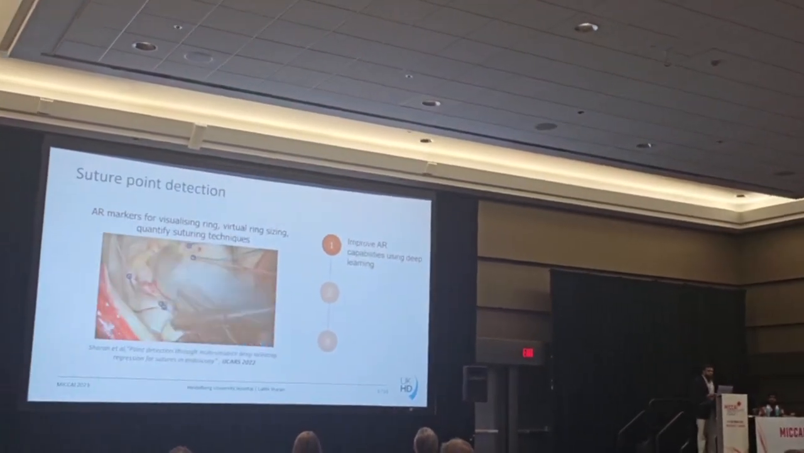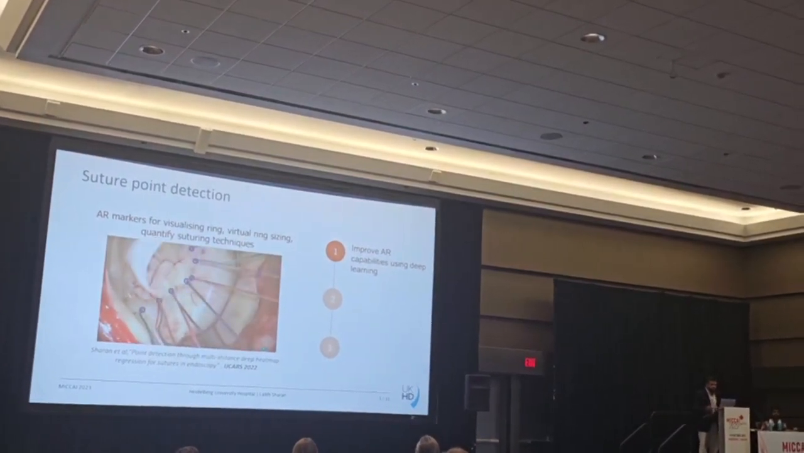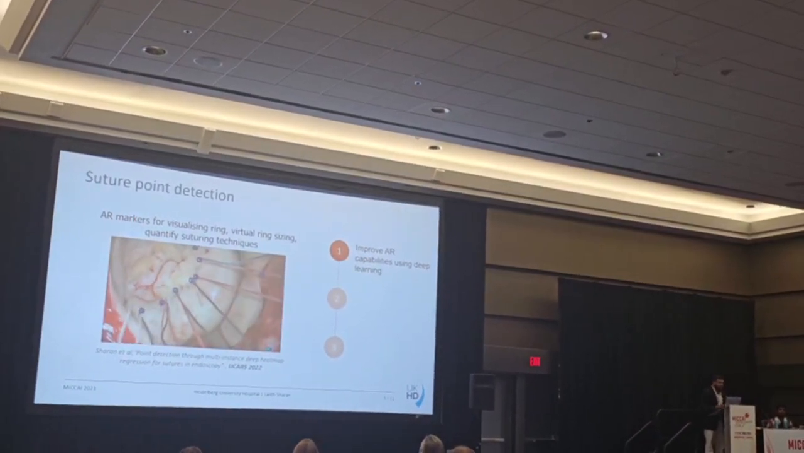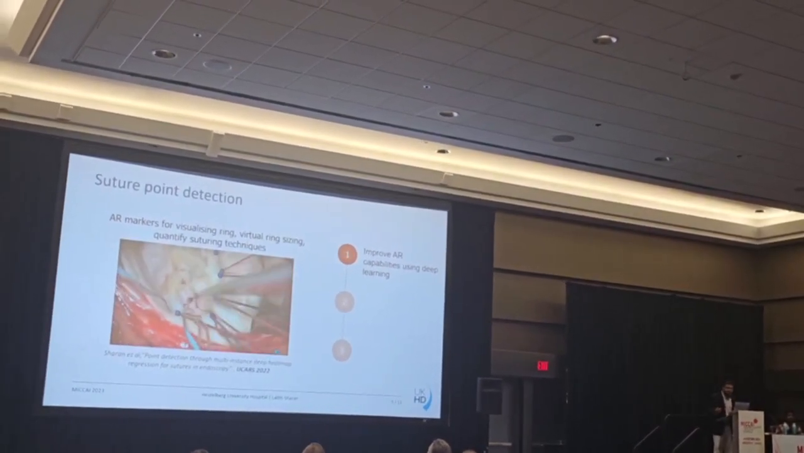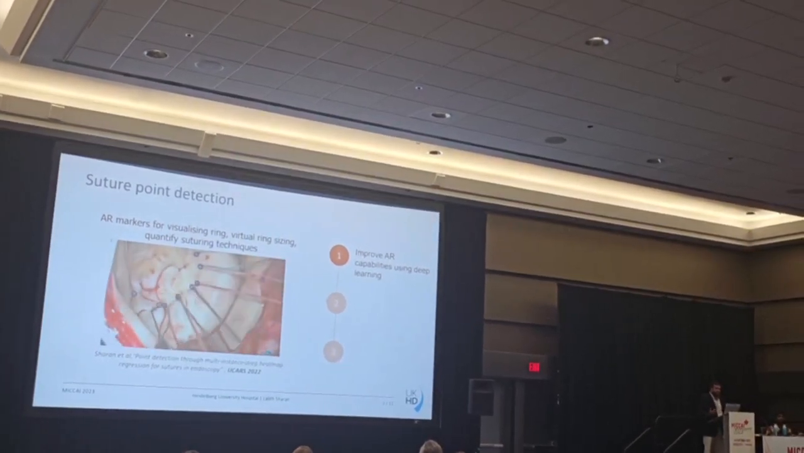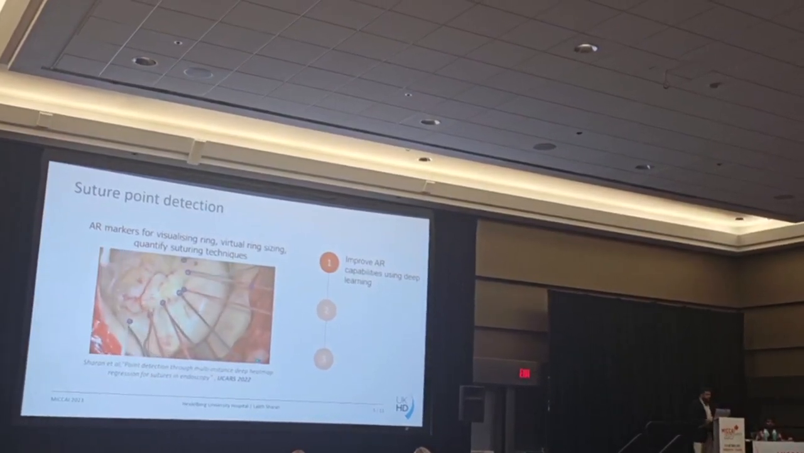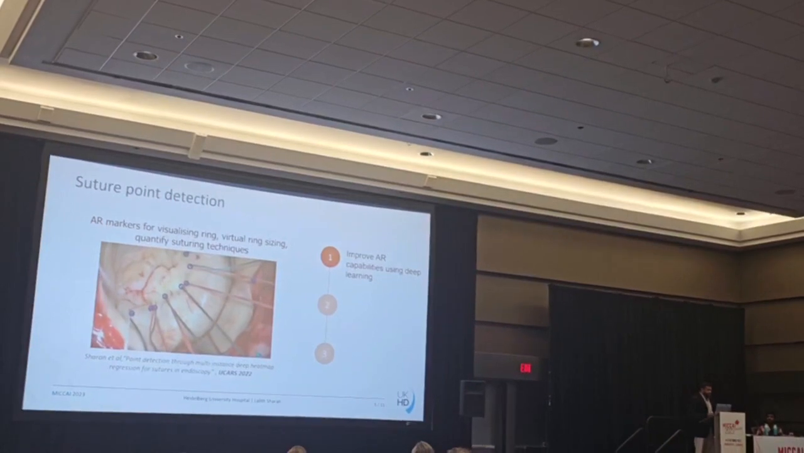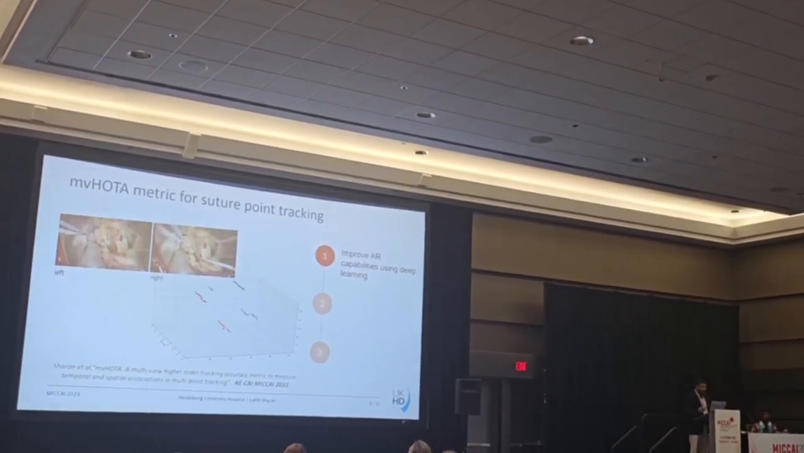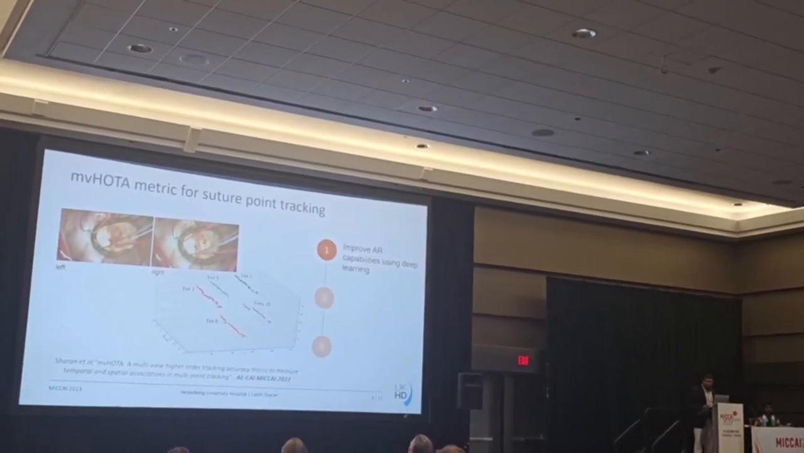So one task while implanting the ring is that the surgeons need to make sutures on the valve. So what you see here is an actual mitral valve of a patient, and we can build a model to automatically detect these points. And why do we want to do that? Is to use them as augmented reality markers or quantify suturing techniques. And so we also worked on a metric to quantify or evaluate how well a model can track these sutures across two different camera views and the time dimension.